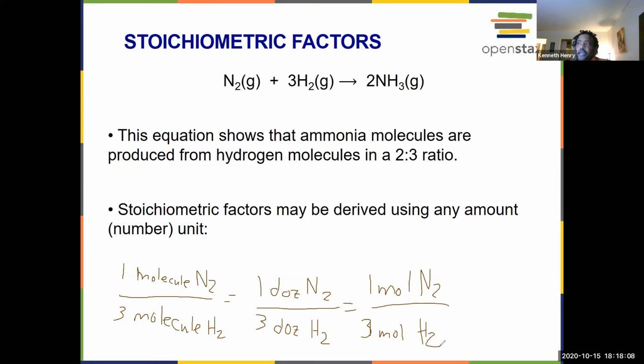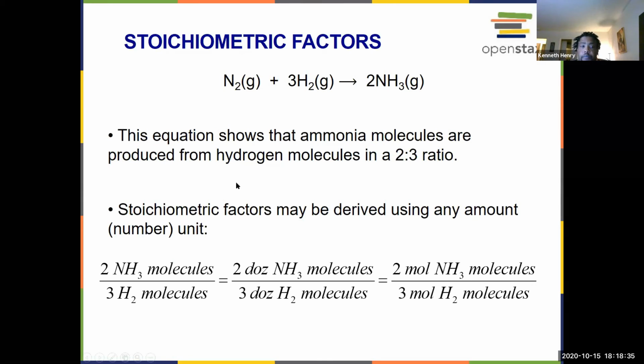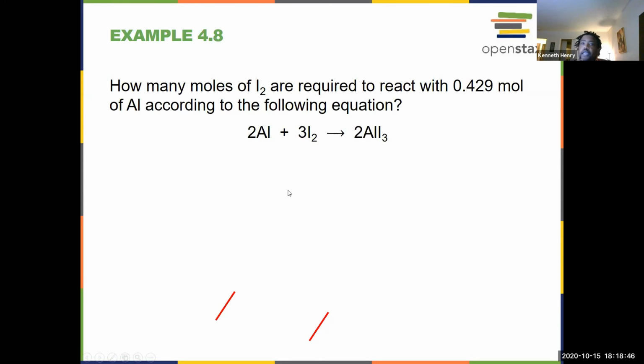Now, the same thing can be said for ammonia. So if we're comparing the relationship between ammonia and hydrogen, what is the ratio? Ammonia to hydrogen. 2 to 3. All right, so we can say the exact same thing in that regard. Okay. Simple?